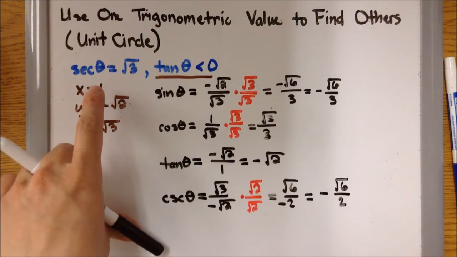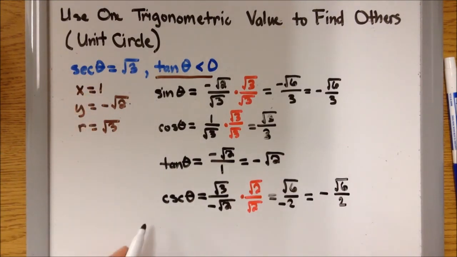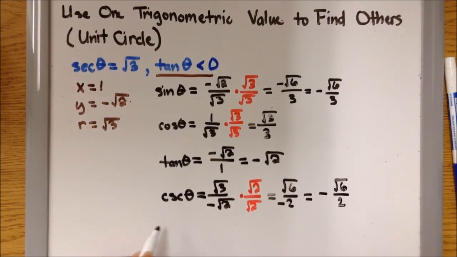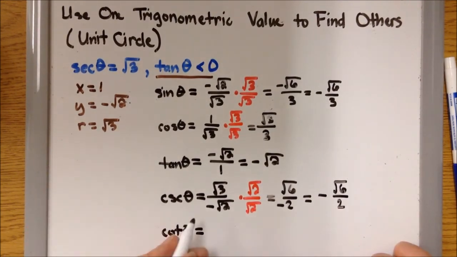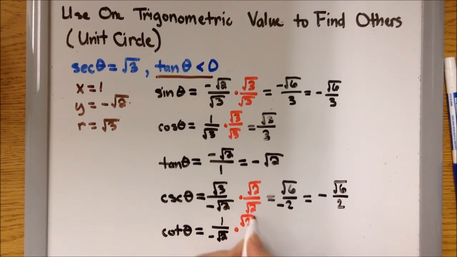Now we don't have to do secant because we already got that. So lastly, we're going to do cotangent. Cotangent is x over y, so x is 1, and then y is negative square root of 2. So I got to do the same thing again. I got to rationalize it because we have a radical in our denominator. So I'm going to multiply top by square root of 2 and bottom by square root of 2.